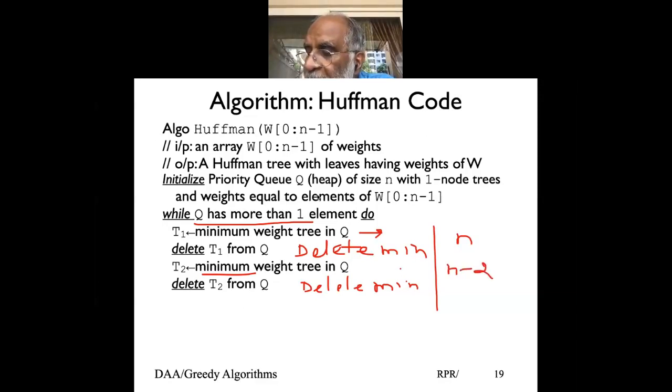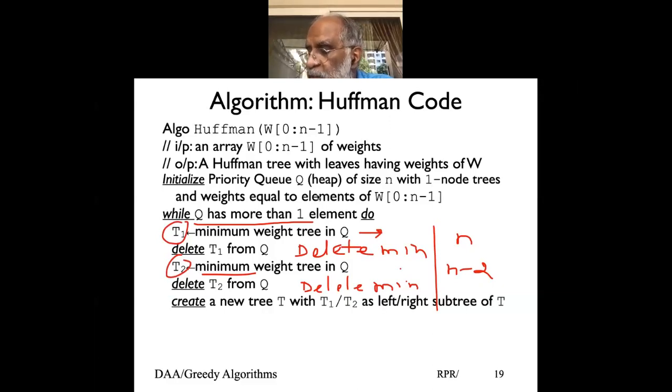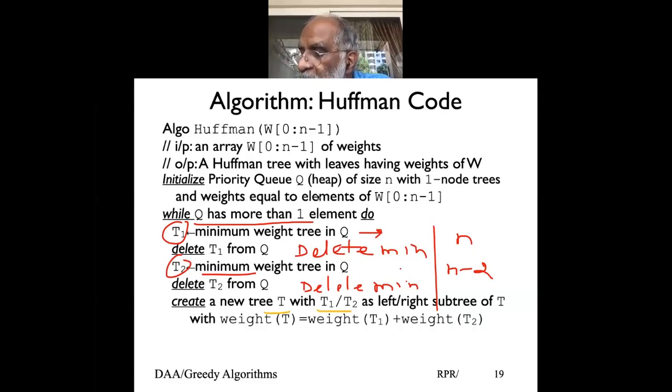Now I combine T1 and T2 and make them part of a tree. So I create a new tree T with T1 and T2 as left and right subtrees. The weight of this tree is the weight of T1 plus the weight of T2, and I add this tree to my queue. So I insert into the queue, and this takes log n time.